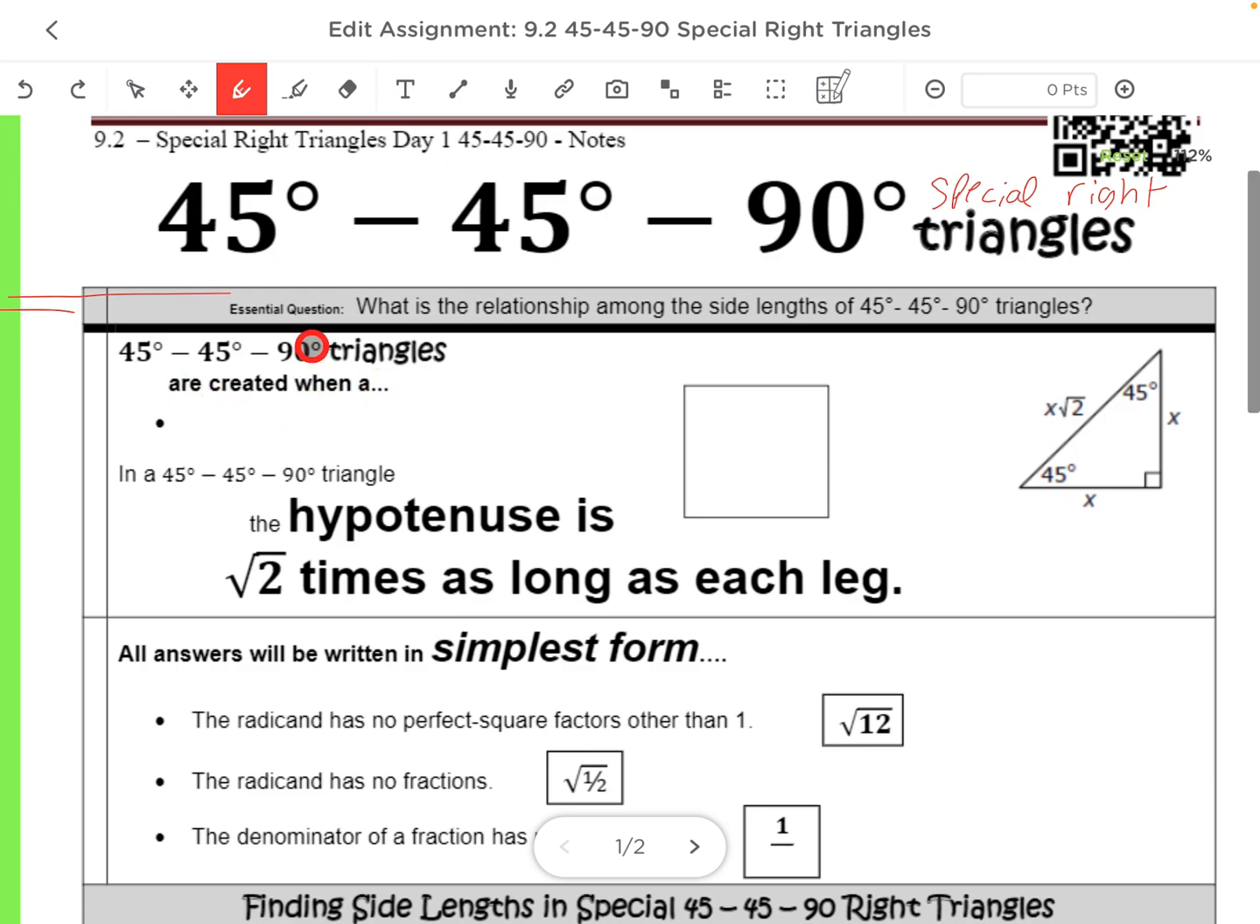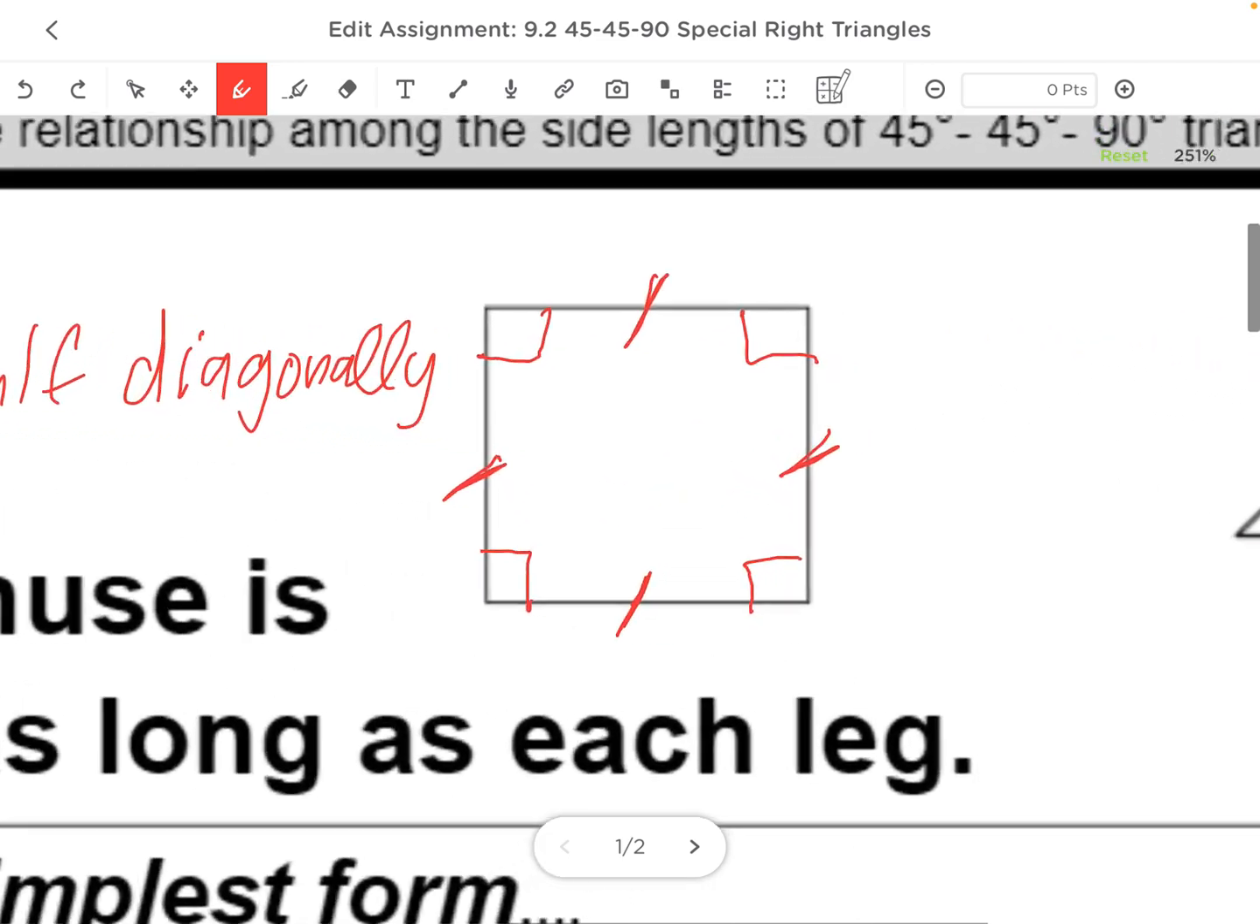How is it created? Well, it's created when a square is cut in half diagonally. If we look at this square over here, we know it has a 90-degree angle there, and in fact it's going to have 90 degrees all the way around, because it's a square. That's what we know about a square. We also know a square has all sides that are the same, and we can indicate that all sides are the same by doing that.